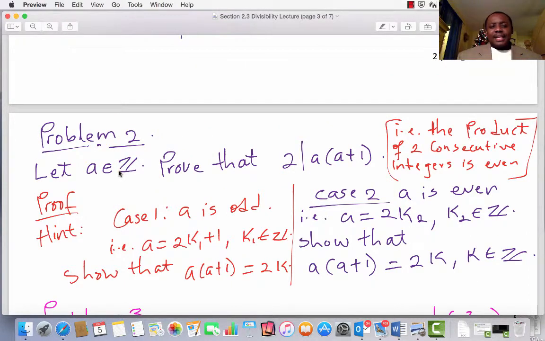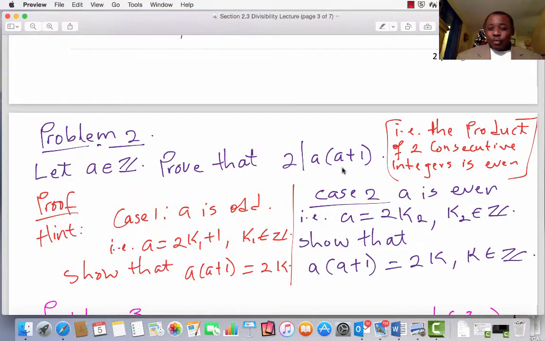Problem number 2. Let A be an integer. Prove that 2 divides A times A plus 1. In other words, prove that the product of 2 consecutive integers is even. Remember, A times A plus 1. These are 2 consecutive integers. And if 2 divides A times A plus 1, that simply means A times A plus 1 equals 2K, i.e. the product of 2 consecutive integers is even.